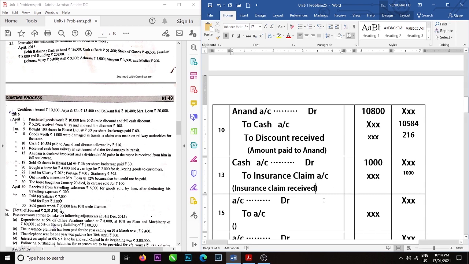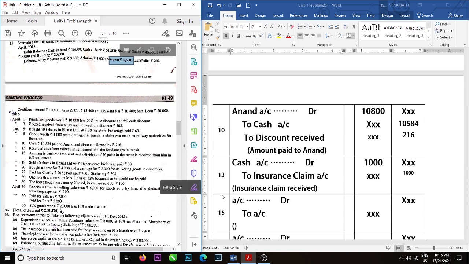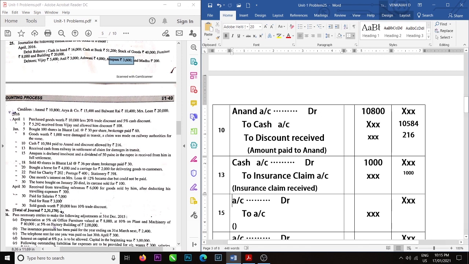Okay, next 15th date. Anupam is declared insolvent and dividend of 50 paise in the rupee is received from him in full settlement. Anupam is debtor who has to give money to us. So out of 3,600, we can receive only 50%. 50 paise in 1 rupee means 50%. So total due from Anupam is 3,600. We can receive 50% amount, that is 1,800.